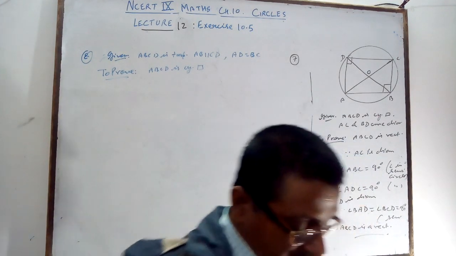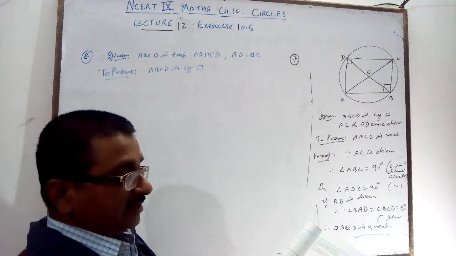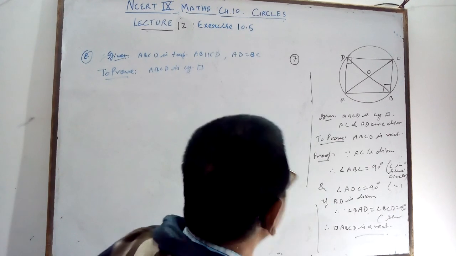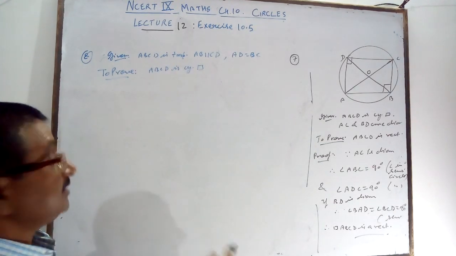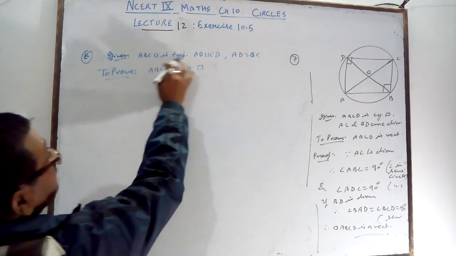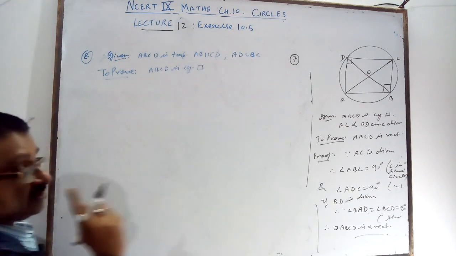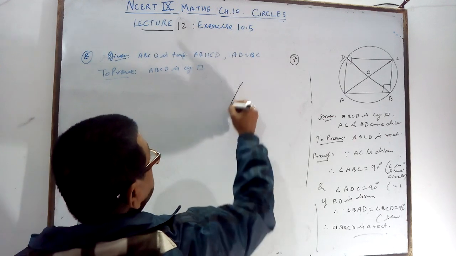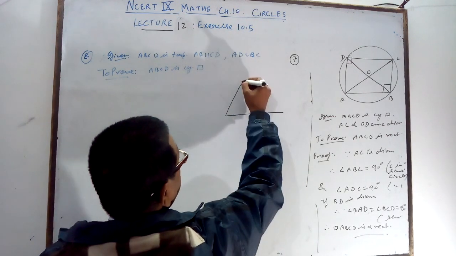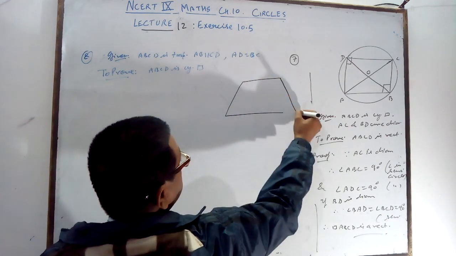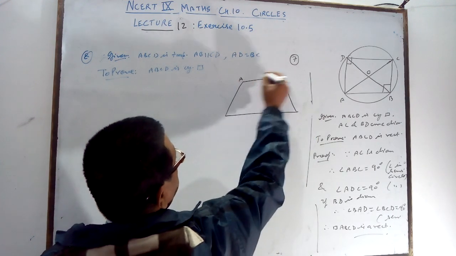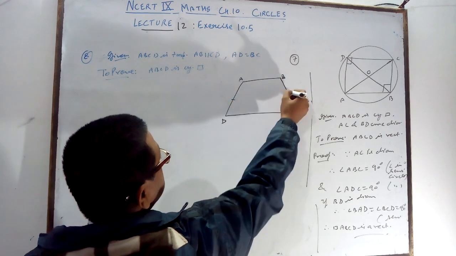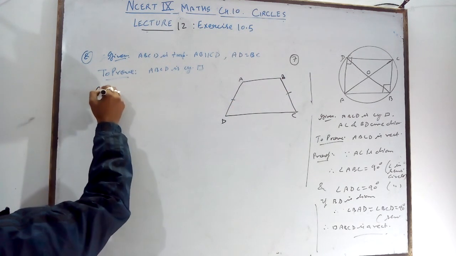What is given? Only one line of question is given. Very simple and easy question. Given ABCD is a trapezium. Trapezium means at least one pair of sides is parallel. Non-parallel sides are equal. AB is parallel to CD, and these are equal. It is given.